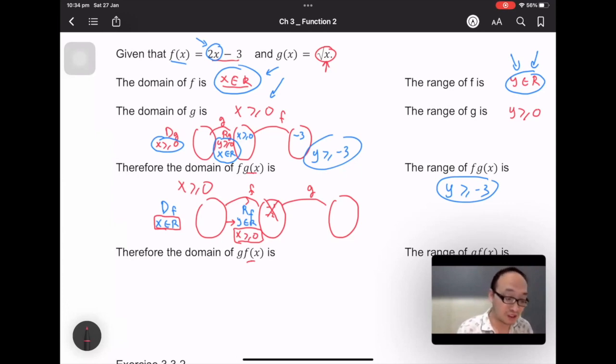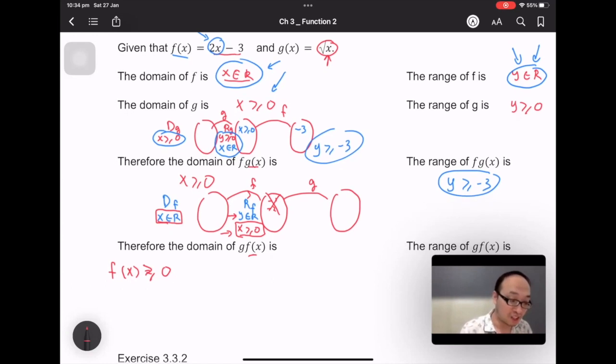So the minimum domain of g is x equals 0. So the minimum range of f will be 0. So I have to write f(x) should be greater than or equal to 0. To follow this domain, the range of f should follow the domain of g. Since the domain of g is x greater than or equal to 0, the range of f should also be greater than or equal to 0.